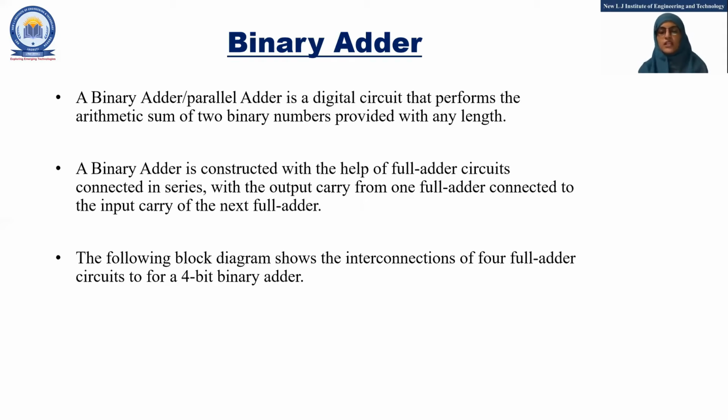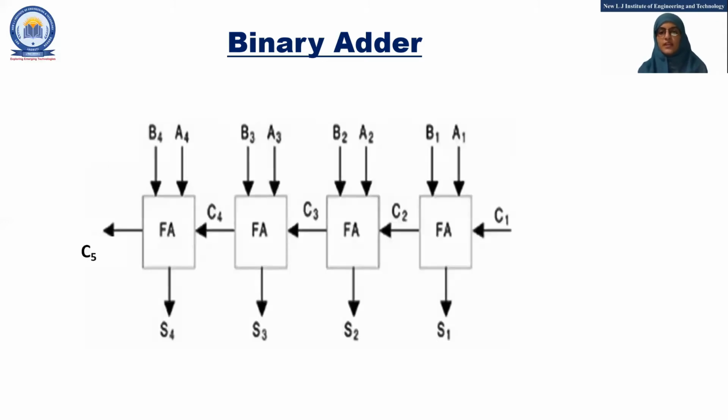The output of these full adders will be the carry and sum. The output carry from one full adder is connected to the input carry of the next full adder. Let's see the block diagram of parallel adder. So here C1 will be the initial carry, which will be 0. A1, A2, A3 and A4 are 4 bits, which form a single number A. Here, as shown in the figure, C1 is input to the first full adder. So C1 will be the initial carry, which will be 0.